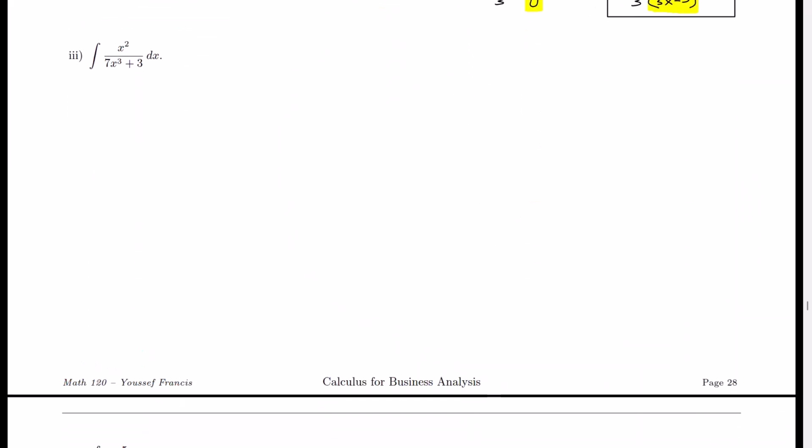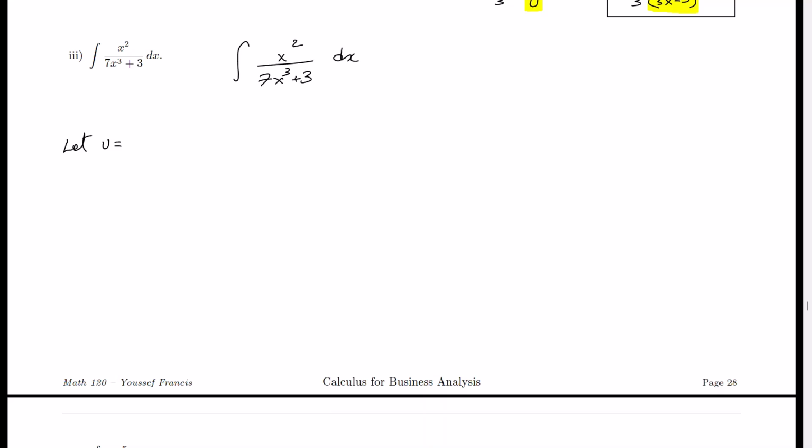So let's look at example number 3. So here we go. It's x squared on the numerator, and we have 7x cubed plus 3 with the dx. So I need to make a choice for my u. So what makes sense?